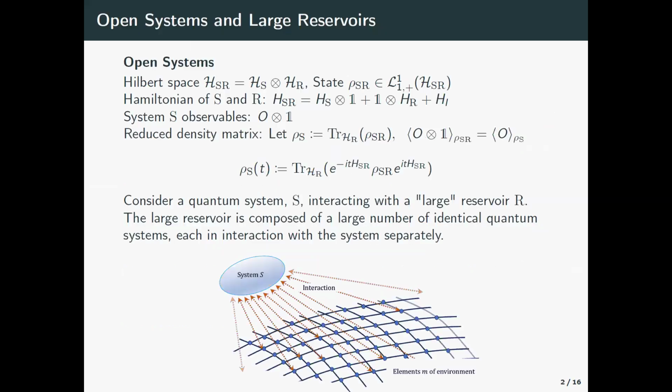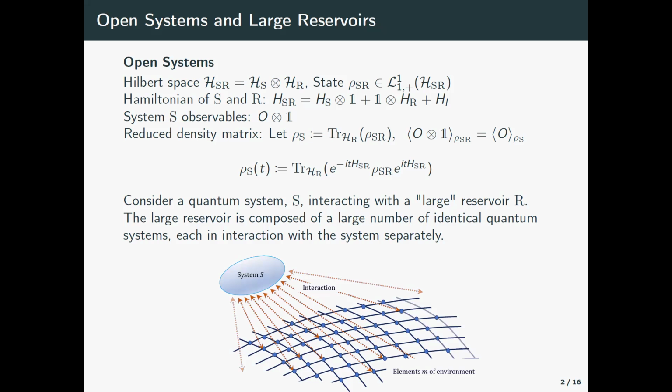And so just a small refresher on open systems. The problem is that you consider a quantum system S, which is interacting with an environment, which we call a reservoir. So our Hilbert space will be bipartite, a tensor product. And we consider, for example, a state, which is a density matrix on this tensor product Hilbert space. So one has a Hamiltonian acting on both reservoir and system, which is the sum of two free terms and an interaction term.